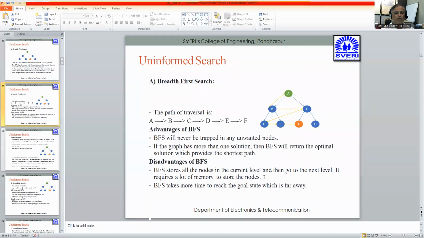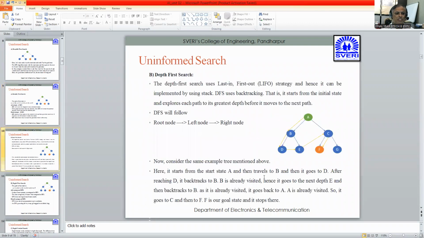So how will it go? It will start as A to B, then from B to C because it's the same level, and then from C it will move to the next level, D, E, and then F. This is how we have seen the breadth first search.